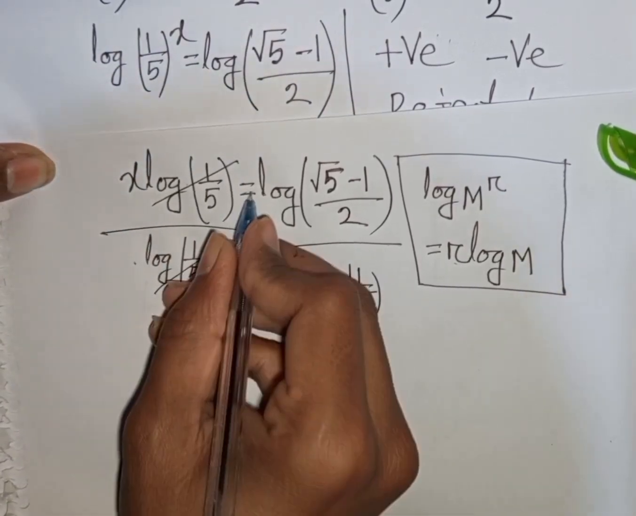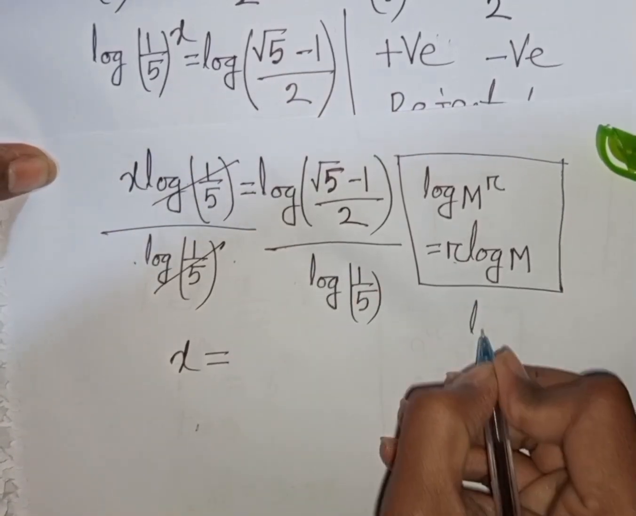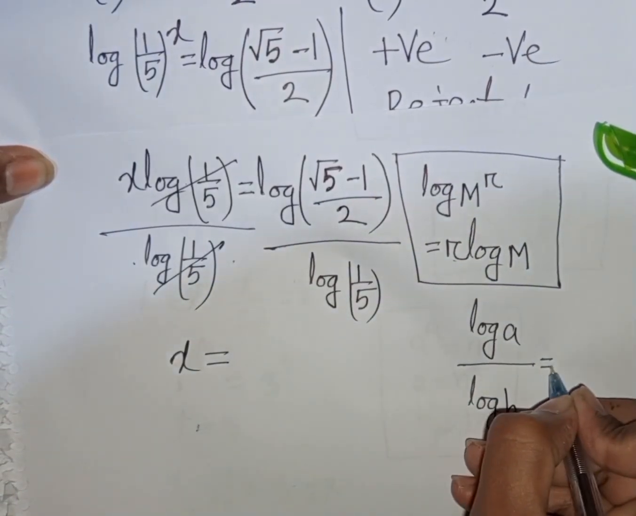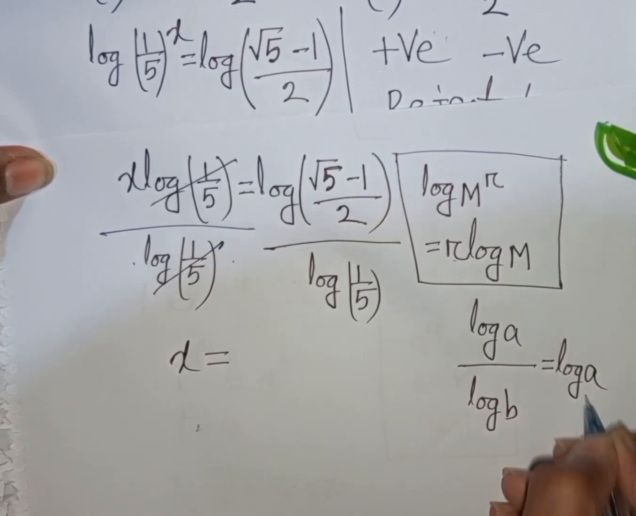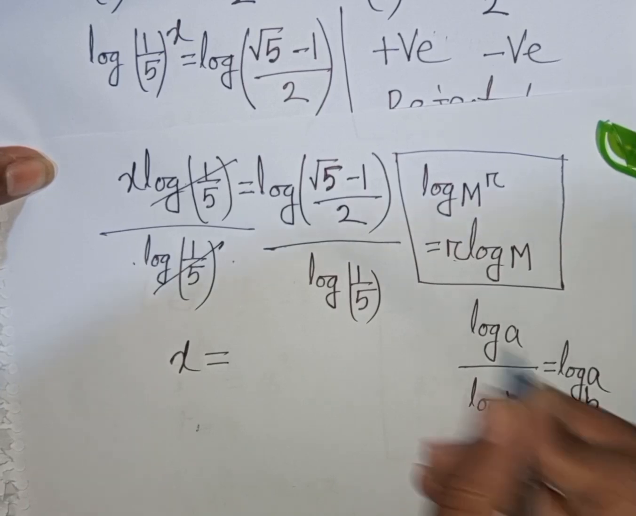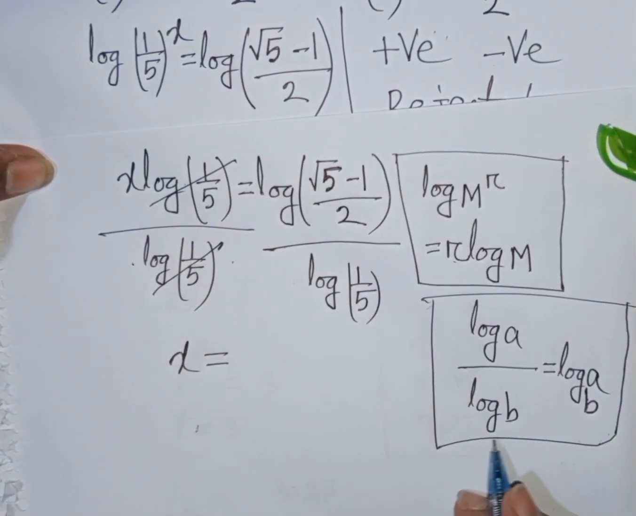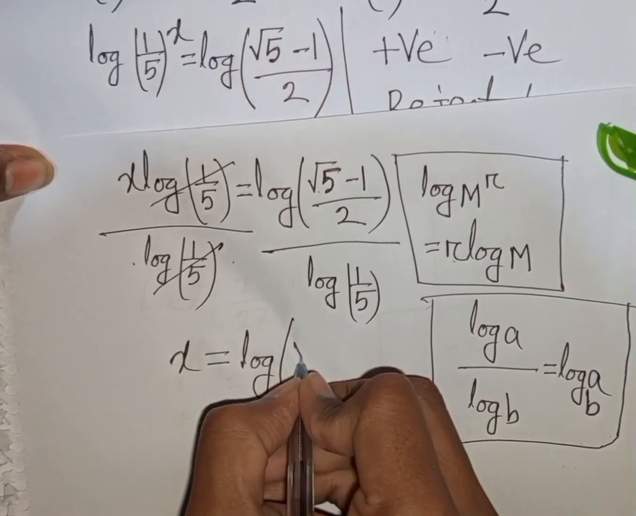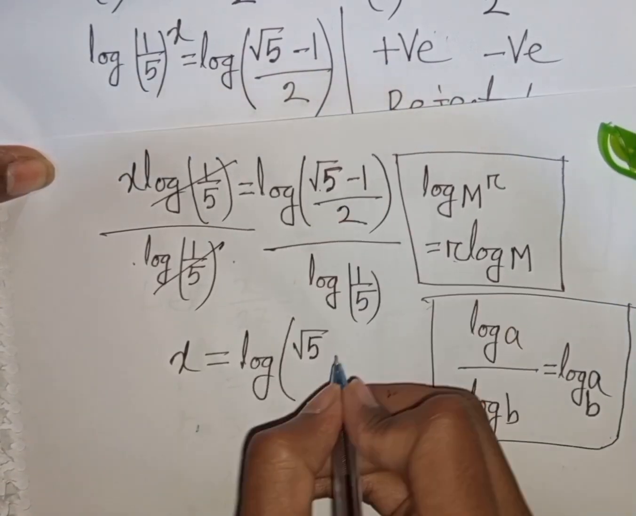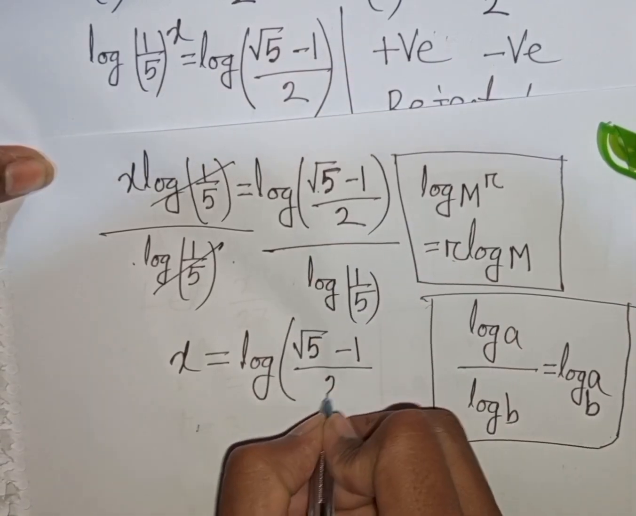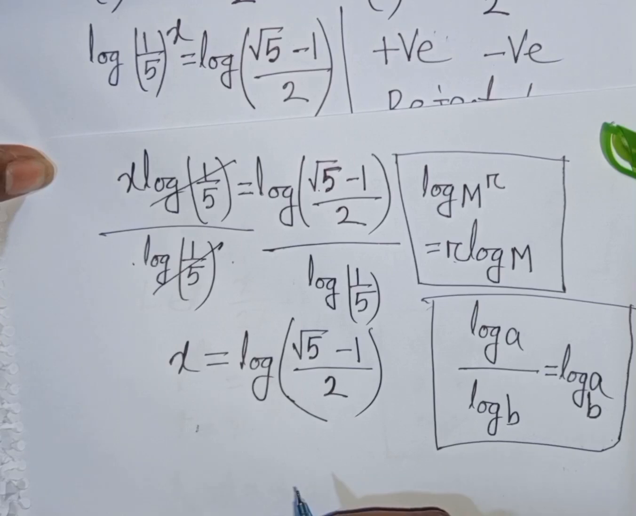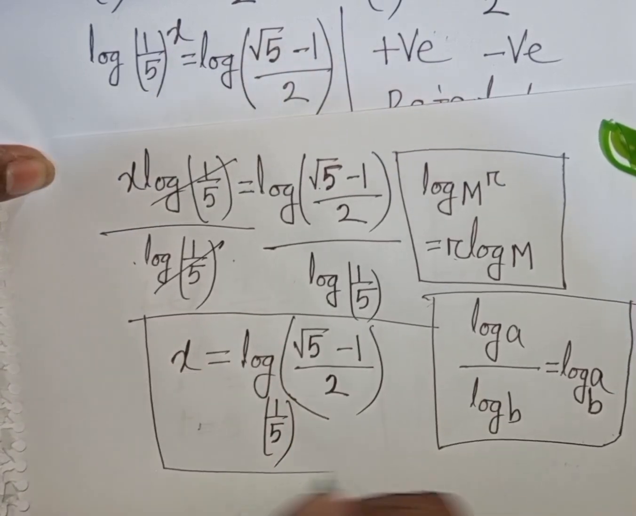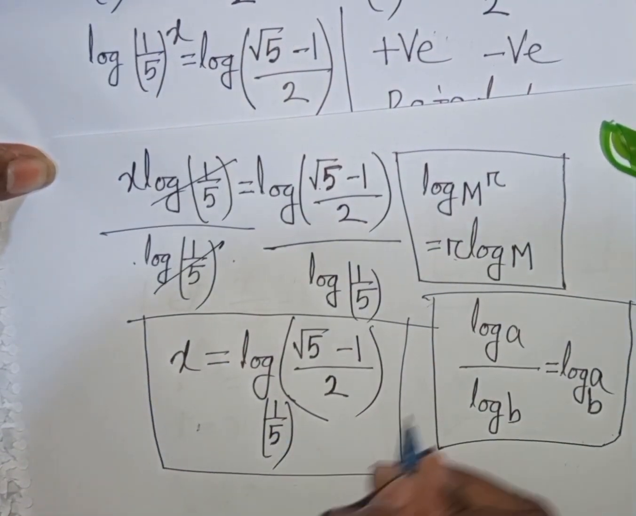So here x will be equal to, here we can apply the formula log a divided by log b is equal to log a base b. So according to this formula, it will be log of (√5 − 1)/2 with base 1/5. So this is the value of x, so this is our final answer.